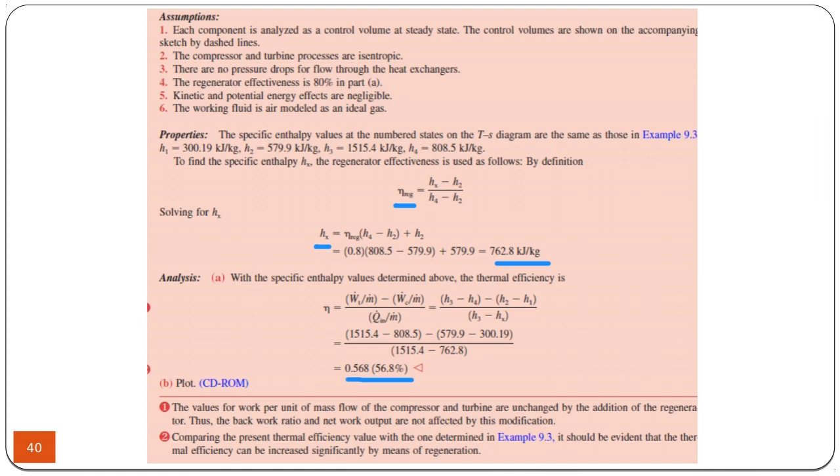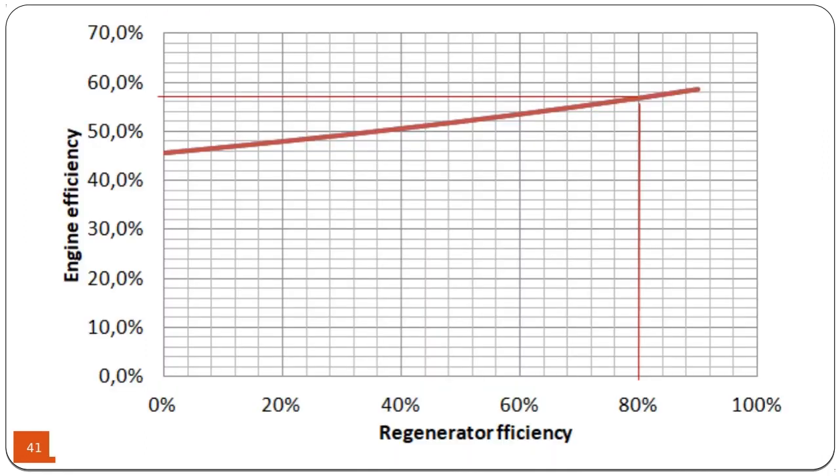The previous one was, I believe, 30-something%. So as you can see, with using some of the waste heat, it's possible to increase the system performance or system efficiency. In the problem, it's also asking to plot the efficiency versus regenerator efficiency. It's not shown here, but I did it on Excel and I added a graph on the final page.